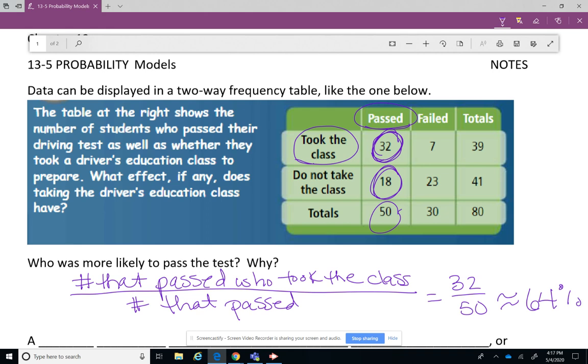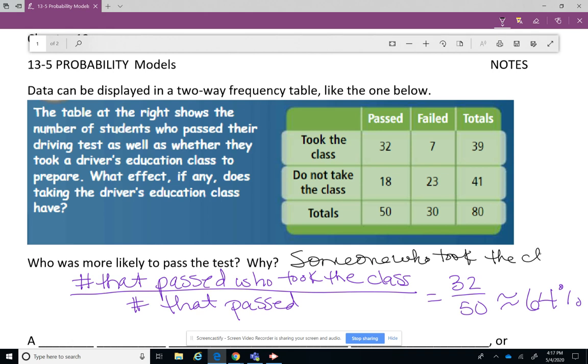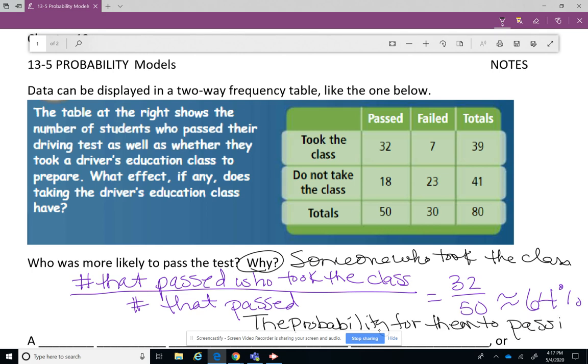So who was more likely to pass the test? Someone who took the class or someone who did not take the class? So we know it's going to be someone who took the class. And then it says why? Because the probability for them to pass is higher.